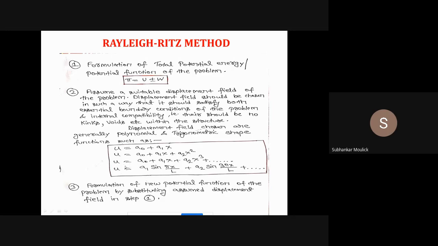That is the formulation of the new potential function of the problem by substituting the assumed displacement field from step number 2. From step number 2, this assumed displacement field, after applying the essential boundary conditions, you substitute in step number 1. Then the modified form of the potential function of the problem will be generated, in terms of your assumed displacement field. This is the third step in the Rayleigh-Ritz method. Is it clear? Yes, sir. Okay.